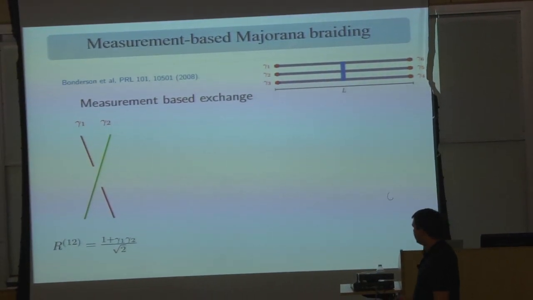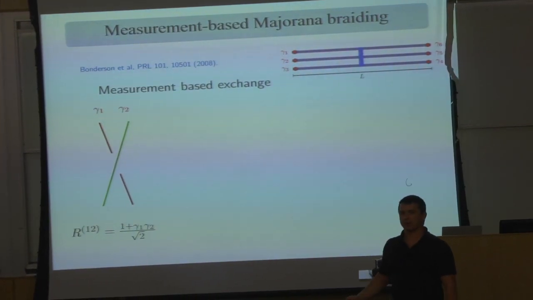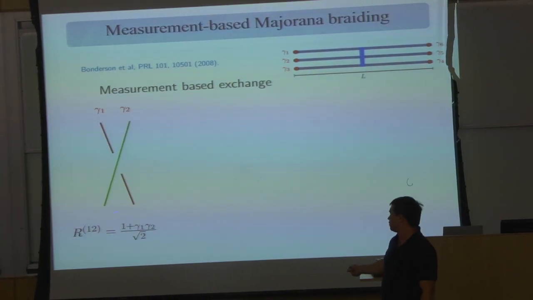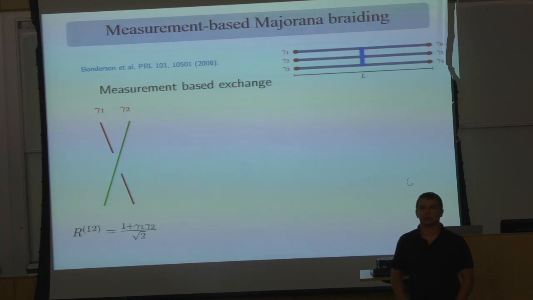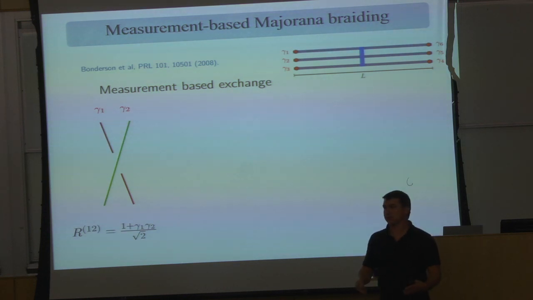So, coming back to the braiding. Mathematically, the braiding transformation corresponds to this operation, R12. It's just the product of gamma 1, gamma 2. So if our measurement scheme implements this operation over here, then we are set and we can do the braiding.